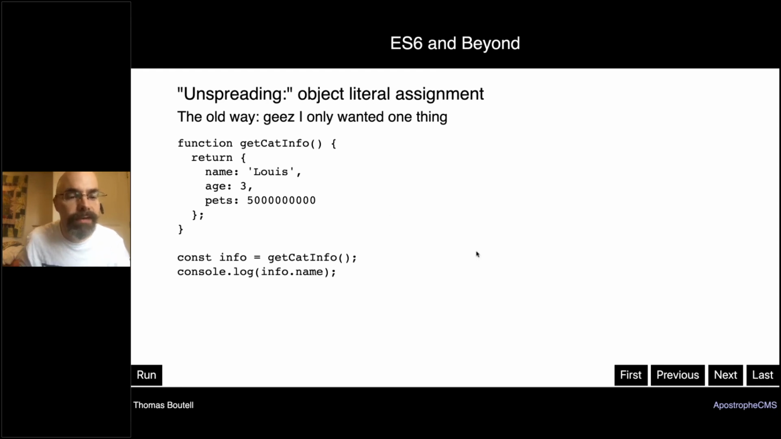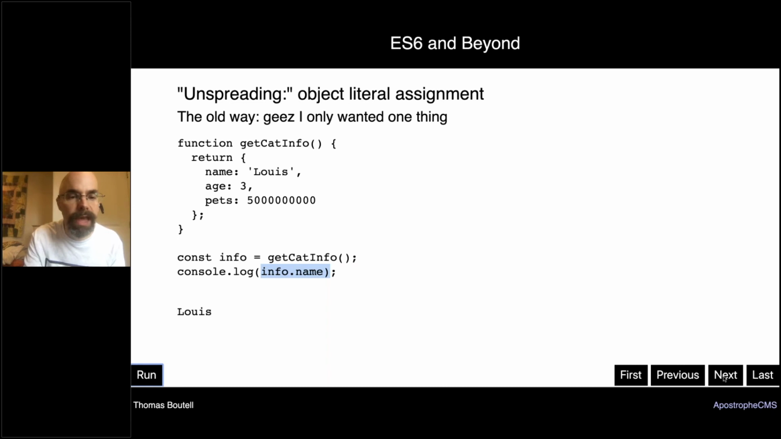Cool. Alrighty, now let's talk about unspreading a little bit, or object literal assignment. This is closer to what we were doing with the REST arguments feature earlier. So let's talk about what happens when we're only interested in one property of an object, or just a few properties of an object that's going to be returned by something. The old way was you would get that object returned to you, and then you would just have to pull out that property. In this trivial example it doesn't seem like a big deal, but it means you'd have to write a lot more variable declarations to individually pull them out of the info variable.